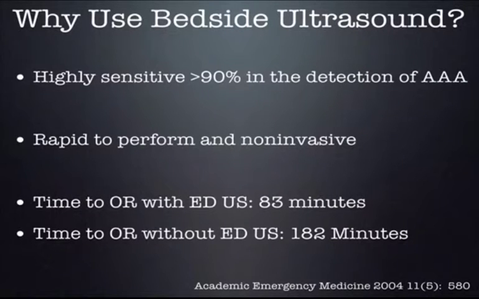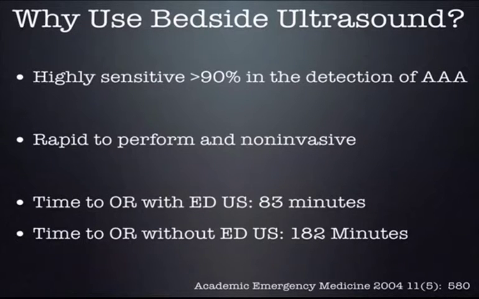And in studies looking at the time to definitive repair in patients who had ruptured AAA, comparing those who got point-of-care ultrasound versus those who did not get point-of-care ultrasound, you can see the time to OR was 83 minutes with point-of-care ultrasound, whereas those who did not get point-of-care ultrasound, their time to OR was 182 minutes.